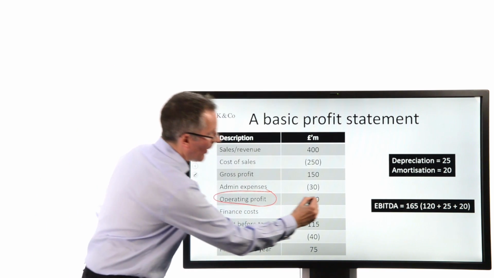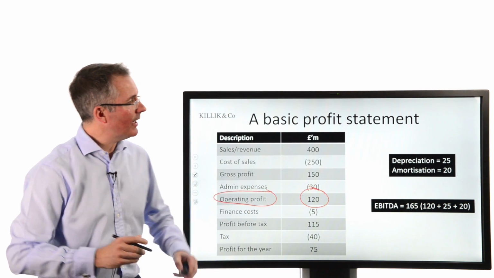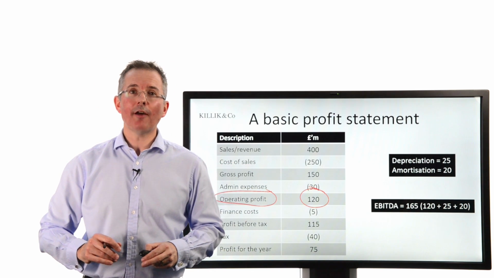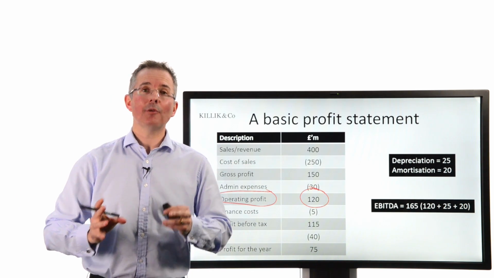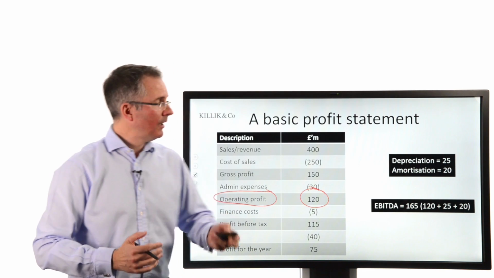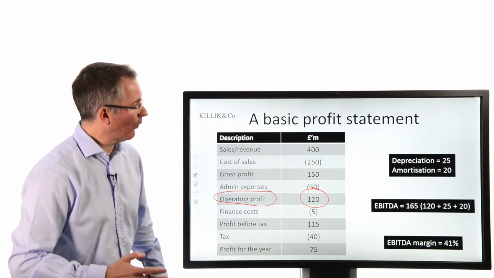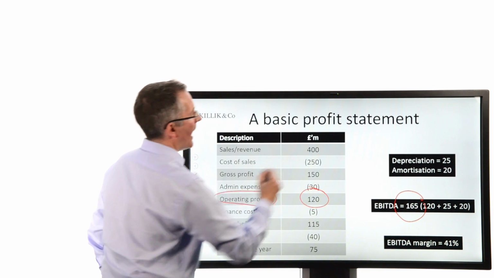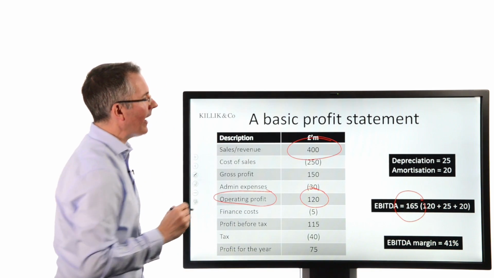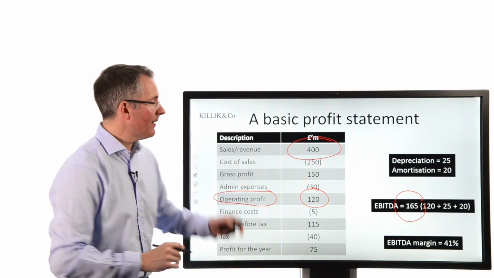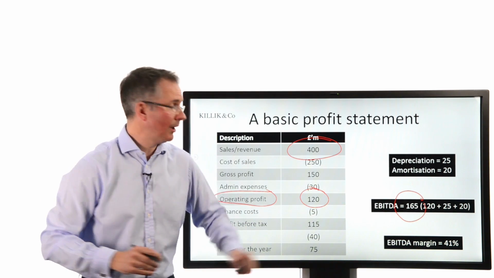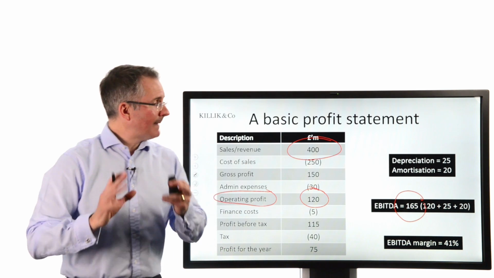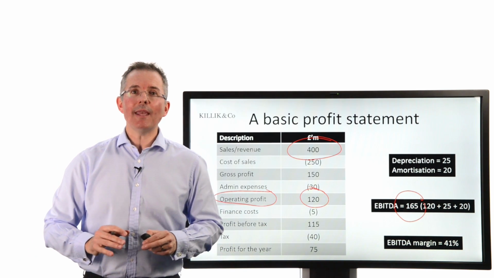So I'd take the 120, add back 20, add back 25. So EBITDA is now 165 million. By adding items back that have previously been charged, I'm increasing the number, and my EBITDA margin is 41%. That is the 165 as a percentage of sales, and that is also higher than my existing gross operating profit margin, 120 over 400 as a percentage. All right. Now, that's the basics of how EBITDA is calculated.